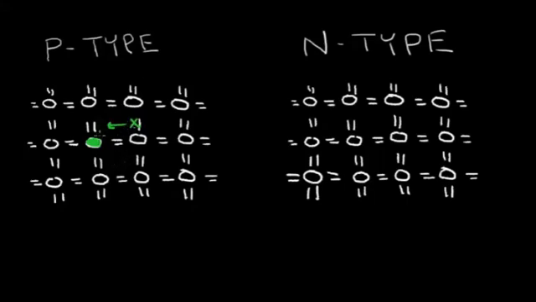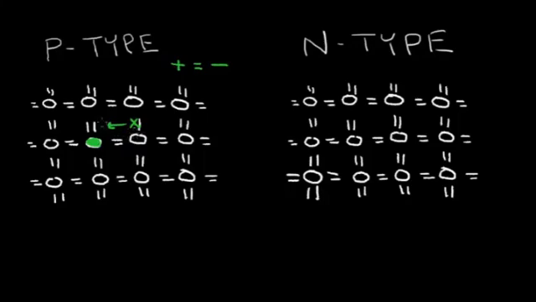So when I add this boron atom, the net charge of this region is neutral. And what that means is the amount of positive charge equals the amount of negative charge. Adding this boron atom didn't upset the charge neutrality. Even though it had 1 less electron, it also had 1 less positive proton in the nucleus. So the charge remains in balance.